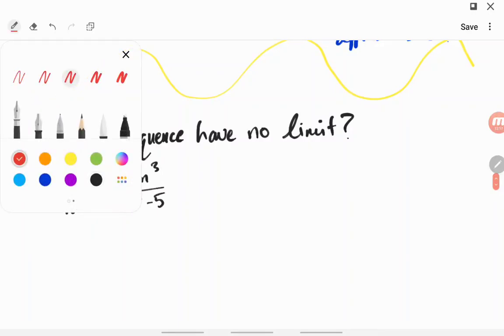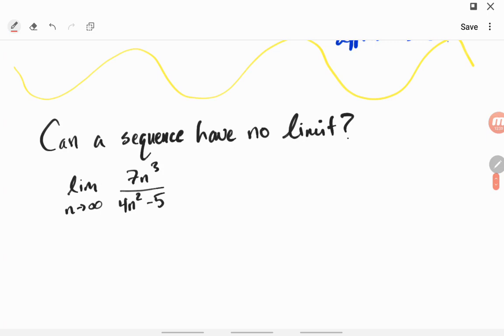Looking at this expression, 7n cubed over 4n squared minus 5, as n gets bigger and bigger and bigger, as it approaches infinity, and we're not just talking 100, 1,000, 10,000. We're talking like 100 billion, 100 trillion, 18 quadrillion, whatever. We're talking massive numbers here. Which is growing faster, the numerator or the denominator? Since my numerator has a higher power, my numerator is growing quicker.